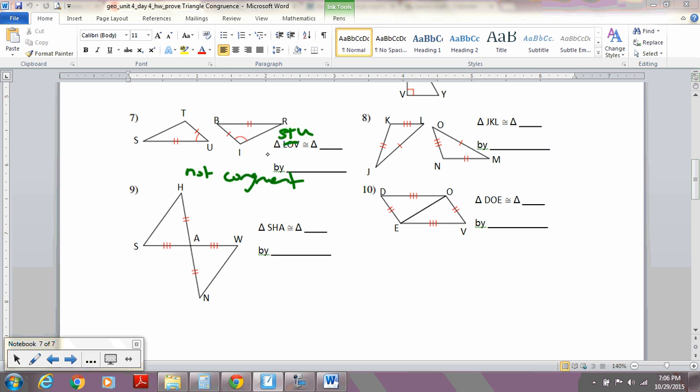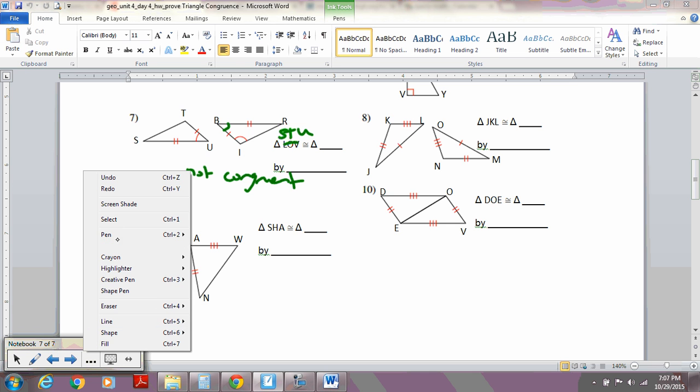Again, they both have to have the corresponding sides congruent and the given and the included angle. So if angle R had been the angle marked, then you would have said side angle side. But since it wasn't, we can't make it. So we have to do nothing with it.